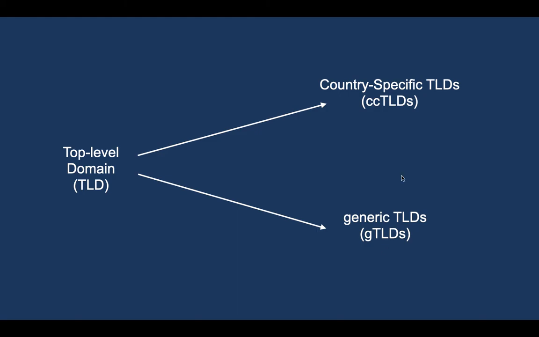Now you must be wondering, what is all this? So this is something which you already know. Something like .in, .us, .uk are called country specific TLDs, and something like .com, .org, .net are called generic TLDs. Alright, so that was the topic of Uniform Resource Locator.